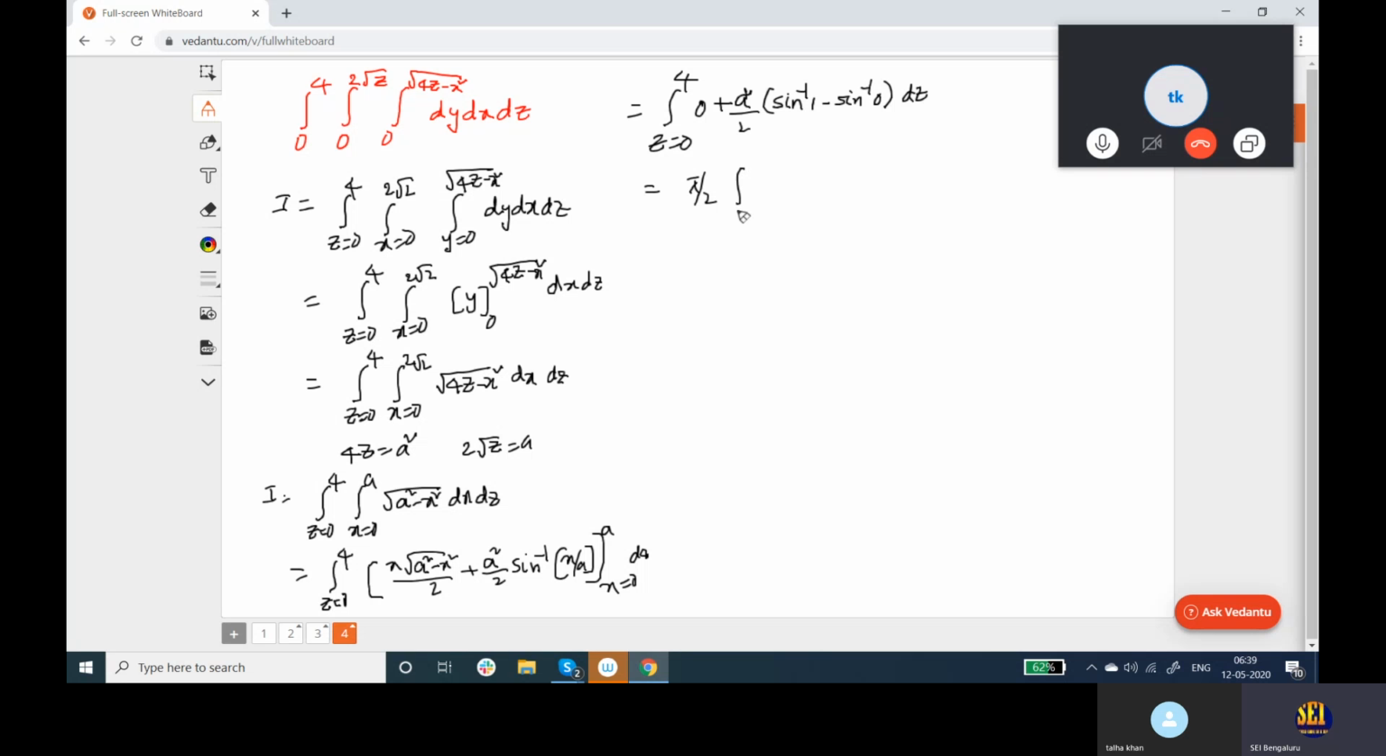Pi by 2 integral z is equal to 0 to 4, 2z into dz. So pi by 2 into z square 0 to 4 we can apply. So pi by 2 into 16 minus 0, which is 8 pi. So I is equal to 8 pi.